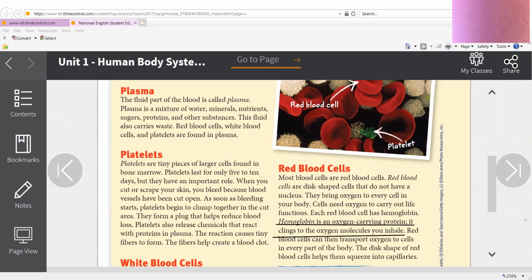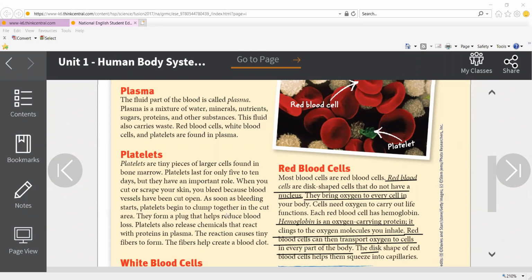And what do red blood cells do? Red blood cells transport oxygen to cells in every part of the body. Red blood cells are disc-shaped and do not have a nucleus. Remember, they do not have a nucleus. Yes, the white blood cells have a nucleus. They bring oxygen to every cell in your body. Very important, all of the points.